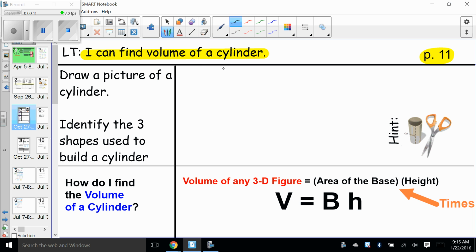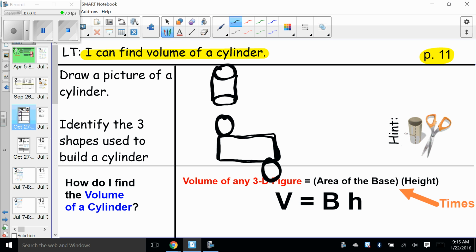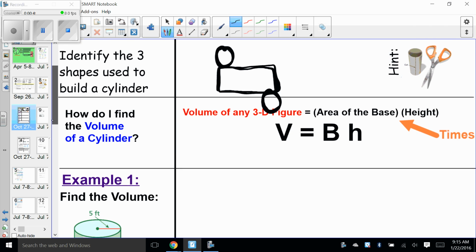You're familiar with cylinders. So we have a circle on the top, we have this shape here that we'll talk about in a second, and a circle on the bottom. So the way to identify the shapes of a cylinder is to think that a cylinder is made up of this circle on the top, a rectangle that wraps around the middle, and the circle on the bottom, creating this three-dimensional shape. Okay, so that's what a cylinder looks like.